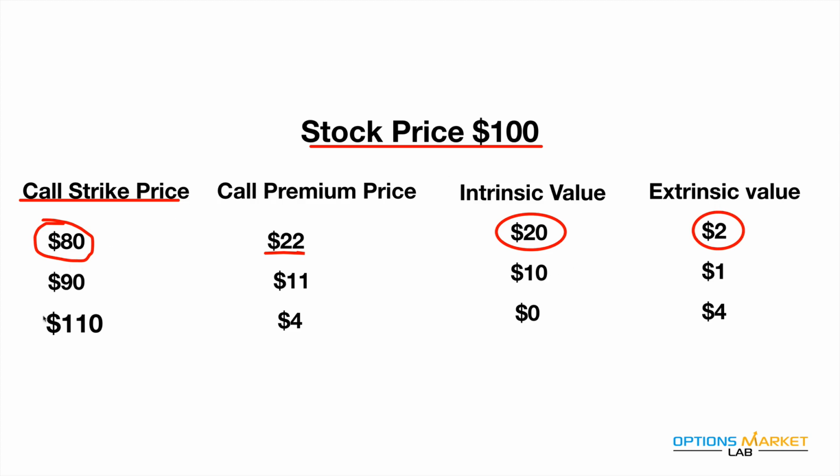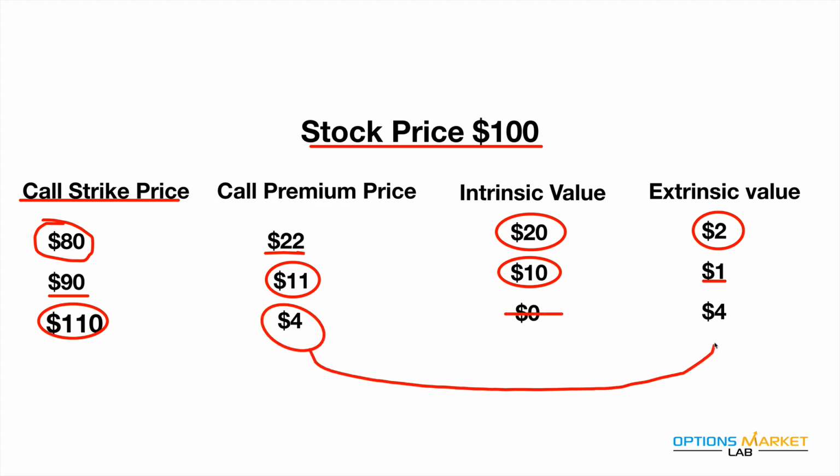Now if you are looking at the strike price $90 and our premium is $11, that tells us that there is a $10 intrinsic value, and extrinsic value is left with only $1. If the strike price is 110, which is out of the money, it carries no intrinsic value. Call premium is 4. That means the 4 is all from the extrinsic value or the time value.